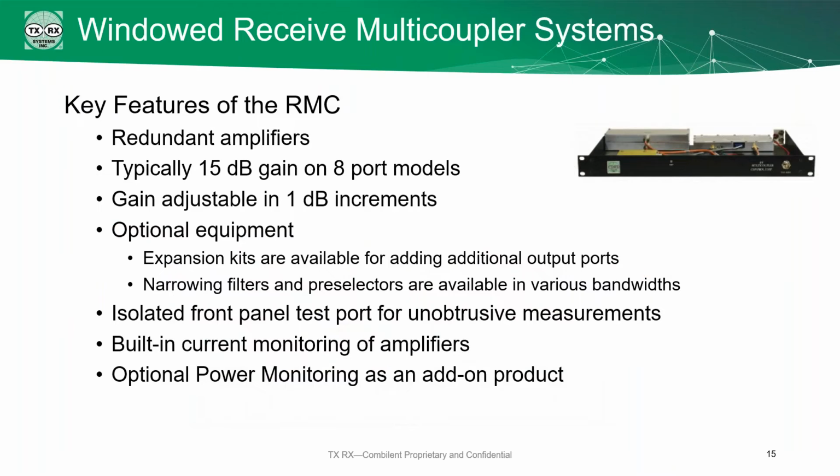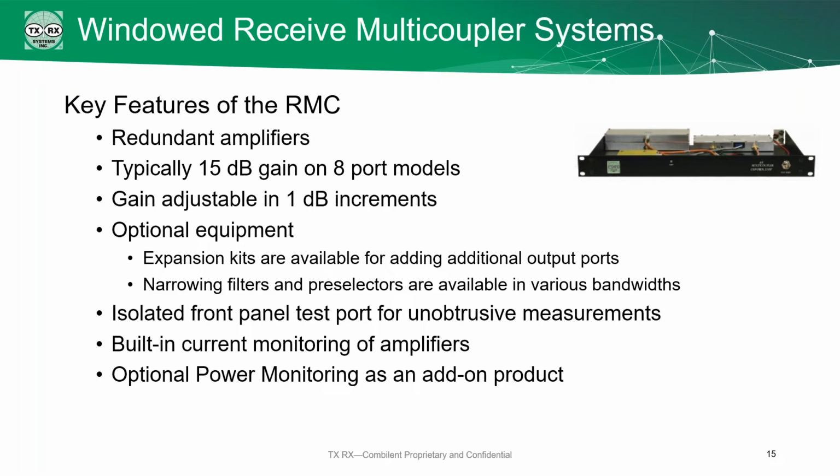So what are some key features of this receive multicoupler? Well, the first thing is that we've got some redundant amplifiers in it. If one amplifier inside fails, there's a second amplifier. There's actually 4 amplifiers inside that will pick up the slack. Typically, we've got 15 dB of gain for 8-port models. Again, adding more ports means a little bit more loss, which means less gain overall. This gain is adjustable in 1 dB increments.